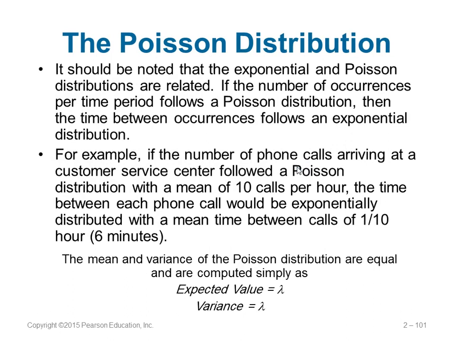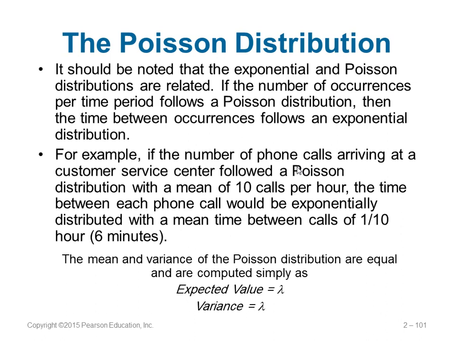Remember, the Poisson distribution and exponential distribution are related to one another. If the number of occurrences per time period follows a Poisson distribution, then the time between the occurrences follows an exponential distribution. For example, the number of phone calls arriving at a customer center follows a Poisson distribution. If the mean is 10 calls per hour, then the time between each call would be exponentially distributed, which is 1 by 10 of an hour, or 6 minutes. 60 minutes is 1 hour, right? Within an hour you have 10 calls, so 6 minutes.